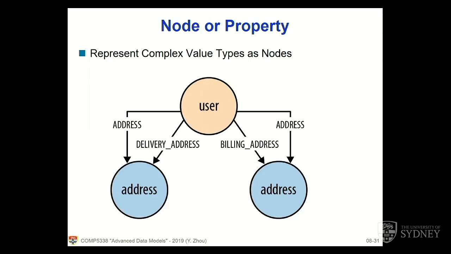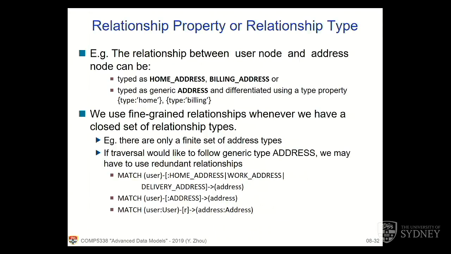Like the address has lots of sub-components. So we have a user. Address is a property of a user, but because it's pretty complex, we model it as a node. And then the relationship is, okay, this is the user's delivery address, and this is the user's billing address. And at the same time, we add a generic address relationship there. So we add a lot of relationships here. And in the next slide, you will see why. Okay.